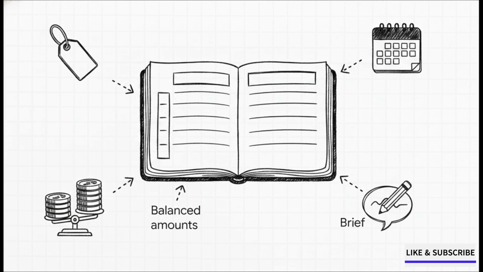To do this right, it absolutely must include a reference number, the date of the transaction, the specific debit and credit amounts for each account, the perfectly balanced totals, and a brief explanation of what the transaction actually was. Basically, this is how you build a rock-solid audit trail.